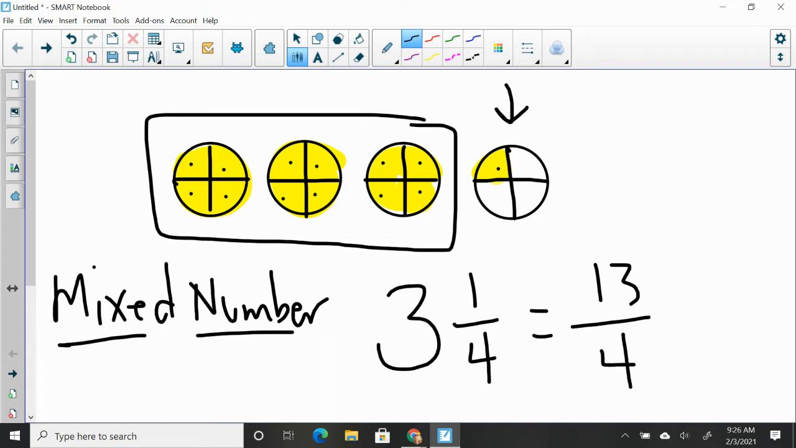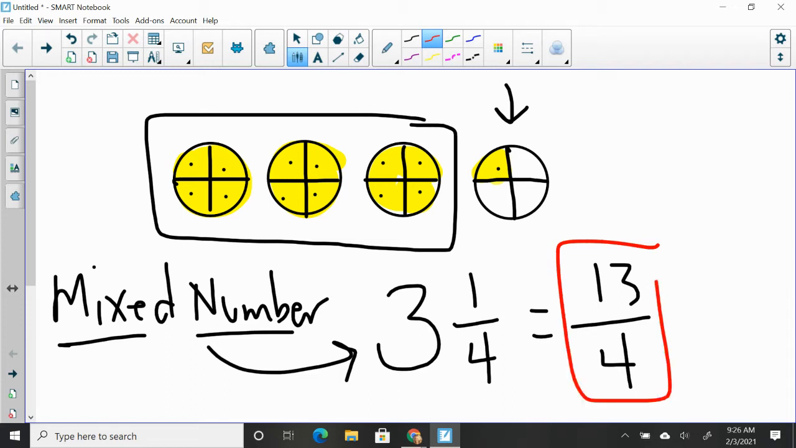We have our mixed number, which is 3 and 1/4. And then what do we call this guy right here? That's called an improper fraction. And why is it called an improper fraction? Because a proper fraction has the smaller number on top, and the improper one has the bigger number. Okay, so an improper fraction has a larger numerator than the denominator.